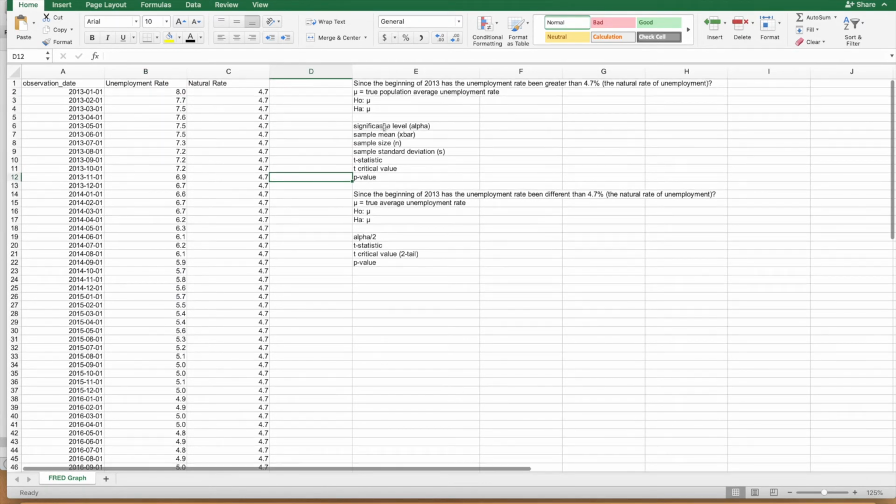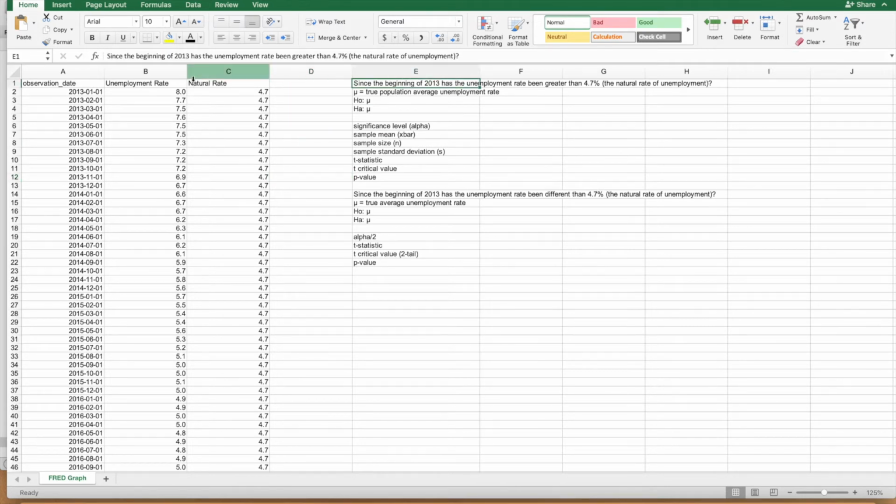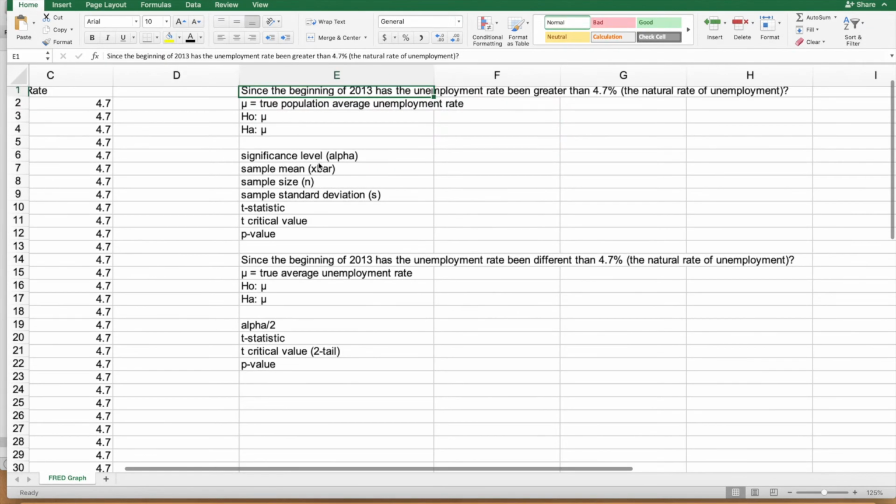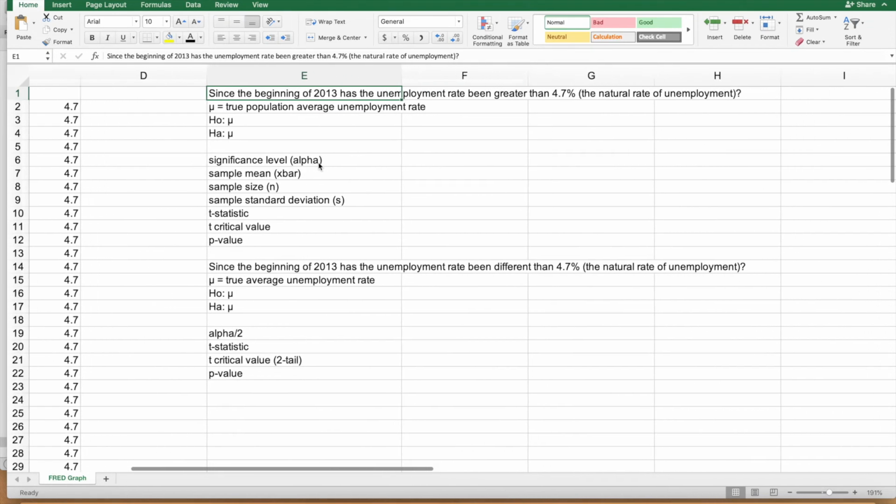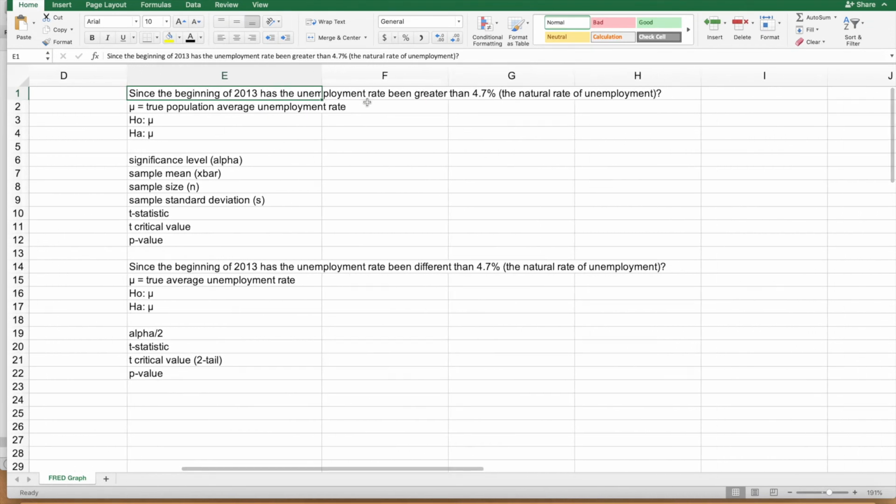Now let's move on to our 2 research questions. So the first one, as I mentioned, is since the beginning, let's just zoom in a little bit here, we can see it better maybe. Since the beginning of 2013, has the unemployment rate been greater than 4.7%? So here I've defined mu, which we did in the notes. Mu in this case will represent the true population average unemployment rate.